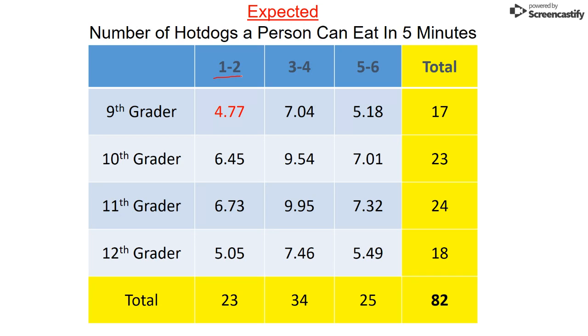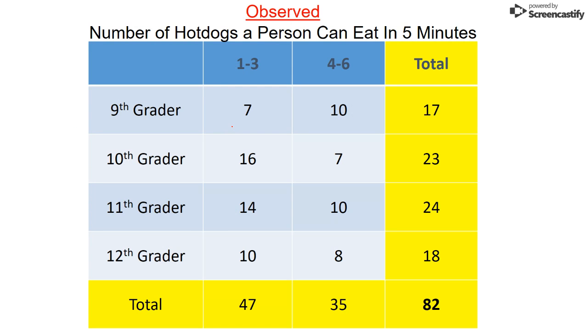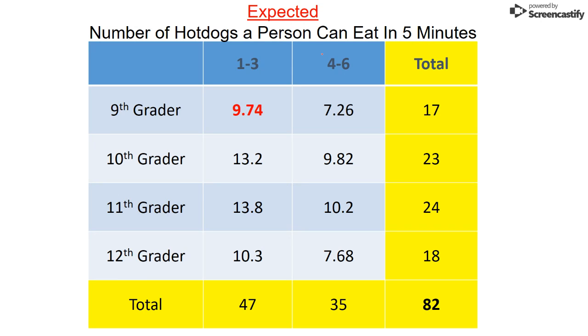So I chose the intervals of 1 to 2, 3 to 4, 5 to 6, but I have an expected value less than 5. That means I need to go back and regroup my intervals. I need to redo those intervals. So now I made intervals from 1 to 3 and 4 to 6. So now I only have 2 intervals, but that still gives me a valid test because now I don't have expected values less than 5. Notice right here now, the expected value is 9.74. Okay? So that is something that you do need to be aware of.